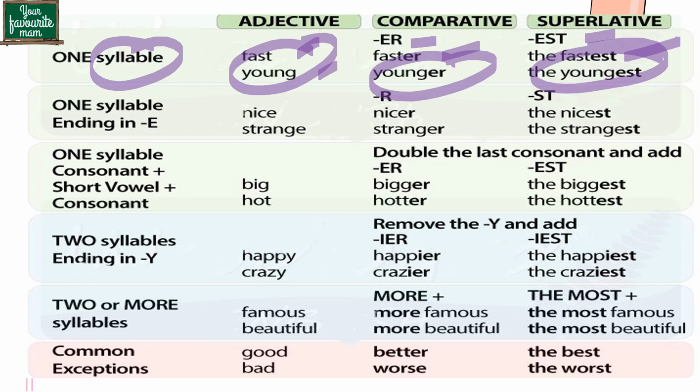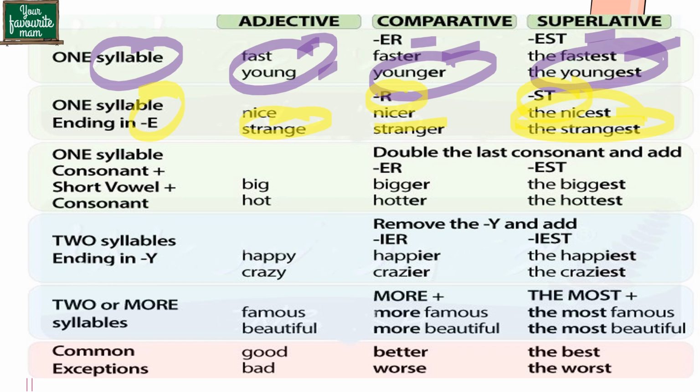For one-syllable words ending with e, like nice or strange, we add an r for comparative at the end, but for superlative, we add an st at the end. So nice becomes nicer or the nicest. Strange becomes stranger or the strangest.